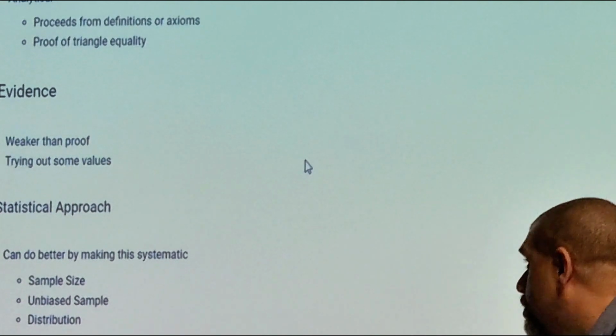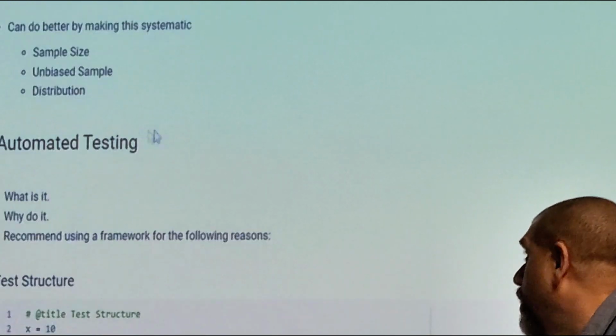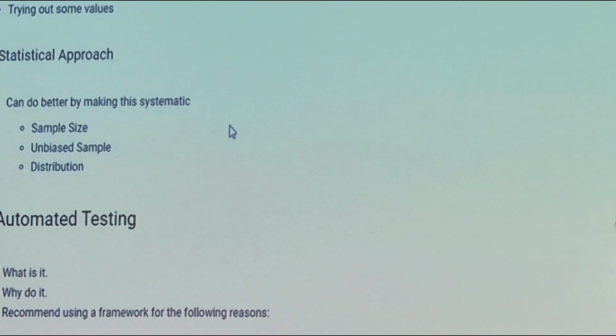You can make your evidence-based approach a little bit more rigorous if you are a little bit more systematic about how you pick your values. For example, you can say, let's take a more statistical approach. Let's get values for a particular distribution. Let's make sure I have a whole bunch of values where I expect this phenomenon to cluster. Or let's make sure my sample is unbiased.